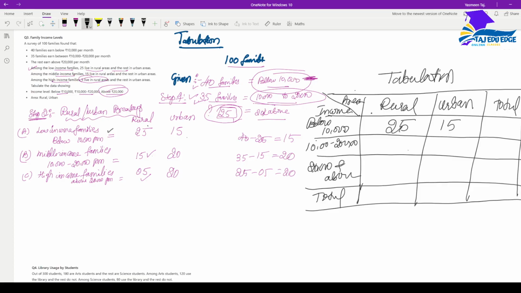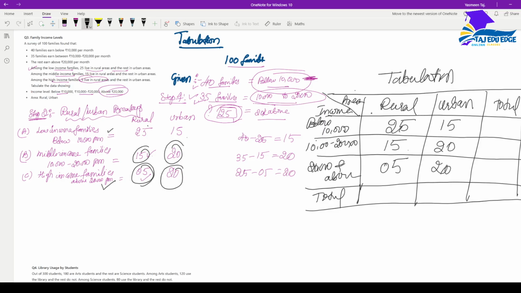Okay, so first you need to fill up the body of the table. Next, the middle income in rural 15 are living, 15. In urban 20 are living, 20. And high income families in rural 5 are living, and in urban 20 are living. So now we got the data.